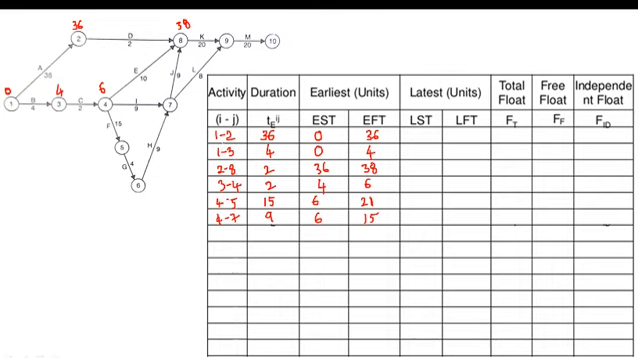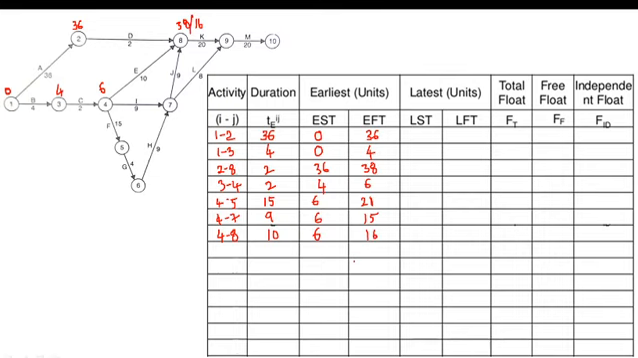After 4 to 7, another simultaneous activity is 4 to 8. What is the duration of 4 to 8? In the logical diagram, it is given as 10. What is the earliest start time? Same, 6. Look at the head above event 4. It is 6. 6 plus 10 is 16. So at event 8 we have got one more value, which is 16. We write 16 over here.